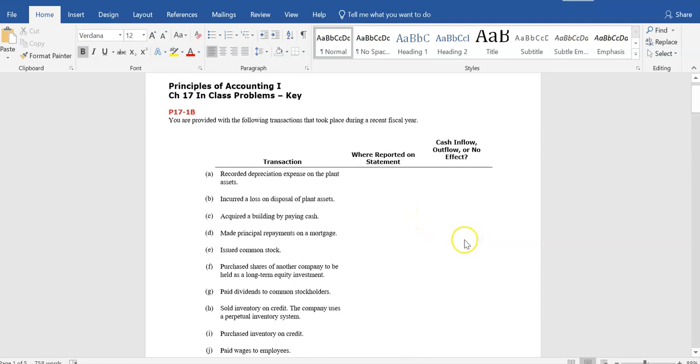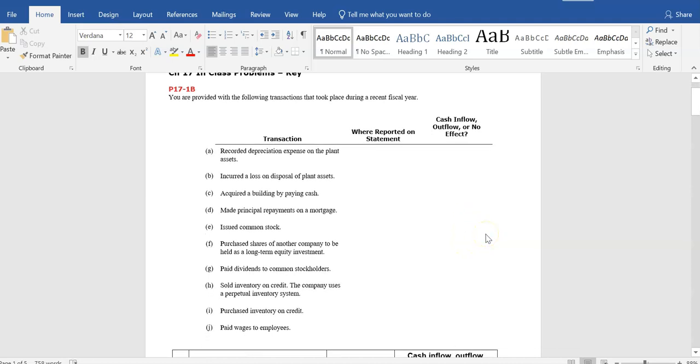Chapter 17 covers the statement of cash flows. This is the fourth of the four financial reports. You learned the first three financial reports very early on in the course: the income statement, the statement of owner's equity, and the balance sheet. This is the fourth and final report that is prepared.